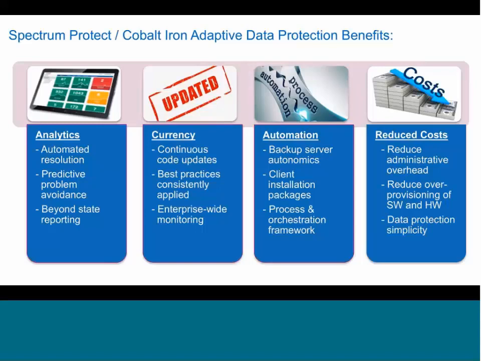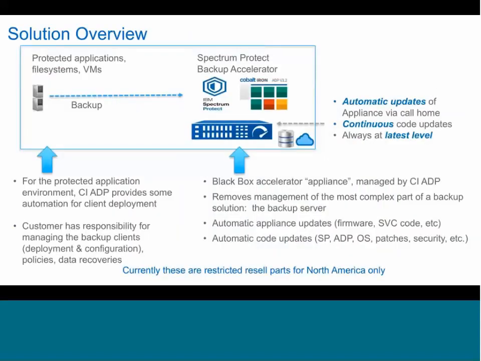We can see more of the description about Cobalt Iron, the solution overview for monitoring and automating the entire data protection environment. If you look in the box towards the right side, there are basically 4 components of what we're offering with Cobalt Iron. There's Spectrum Protect, the logo representing Spectrum Protect software. There's Cobalt Iron ADP, Adaptive Data Protection. That's also software. Then there's a server box with compute power, and on the lower right, the disk and cloud icons.